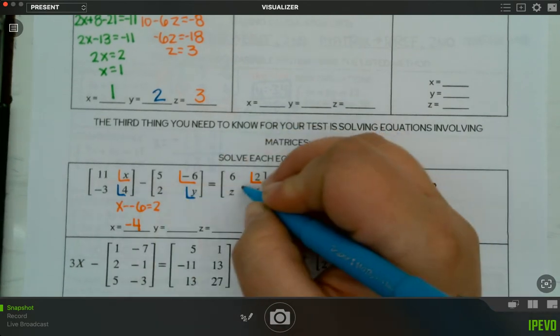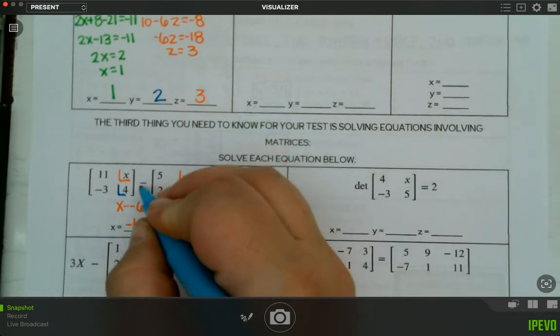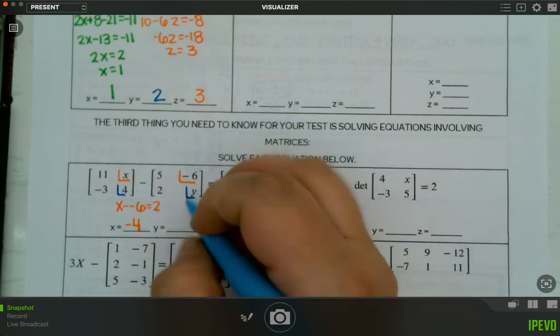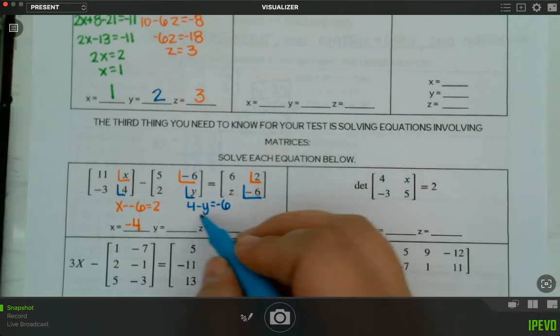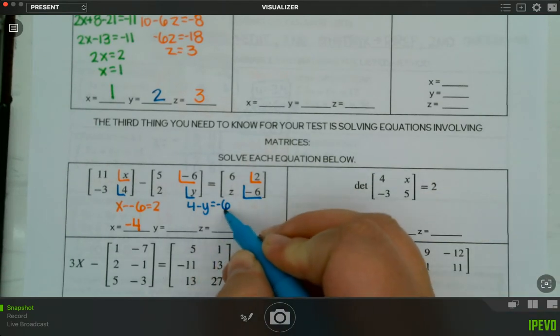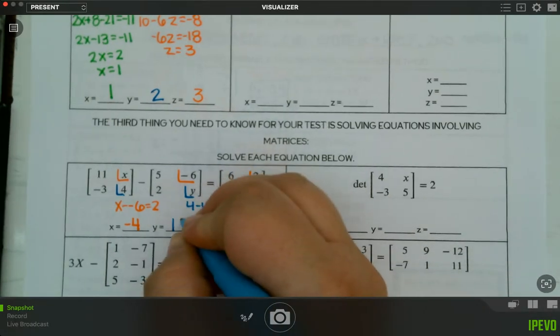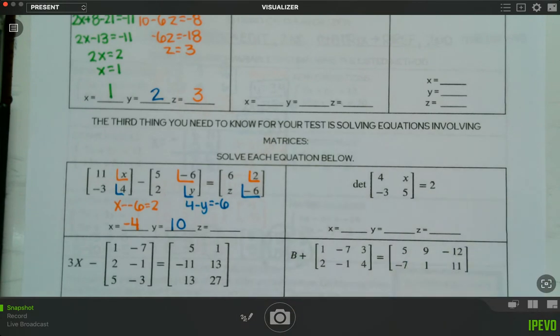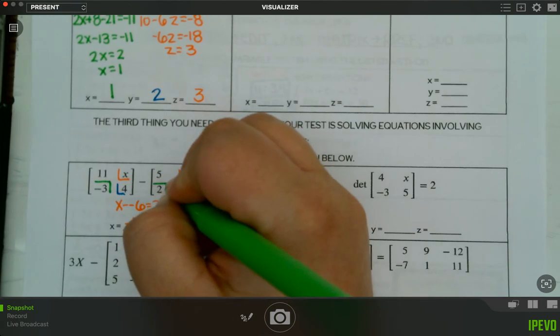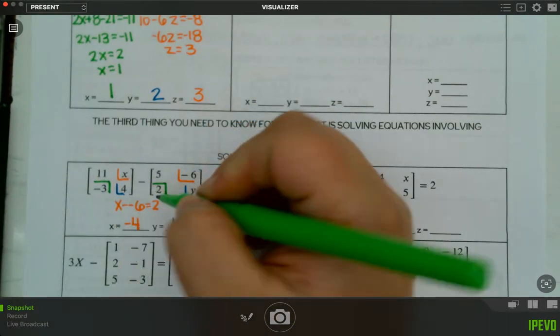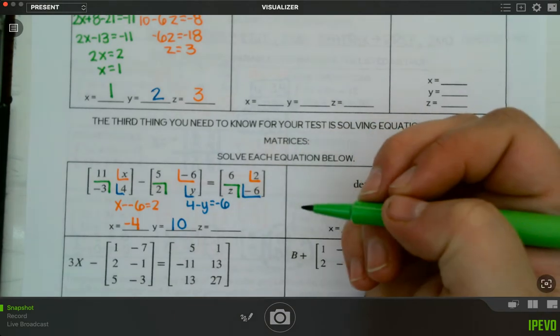So 4 minus y equals negative 6. We're going to subtract that 4. That will make this negative 10. And then we need to divide by the negative that's in front of y, so y should be positive 10. And hey, 4 minus 10 is negative 6, so we're good to go. And then you would do z, which is in the bottom row left. Negative 3 minus 2 equals z. Well, negative 3 minus 2 is negative 5.